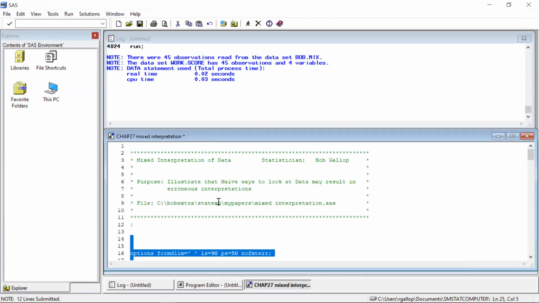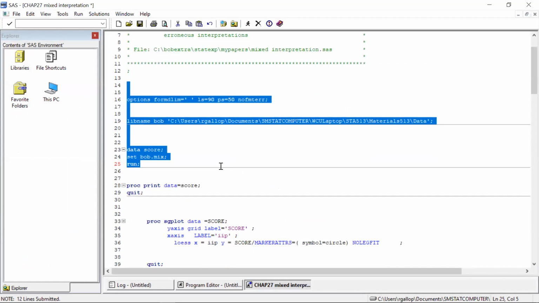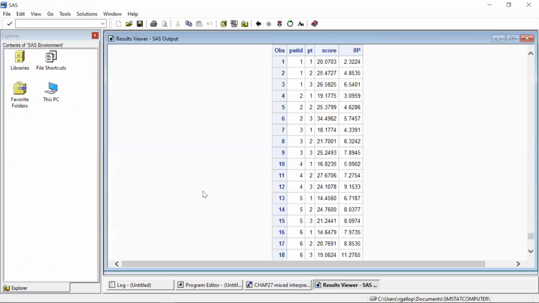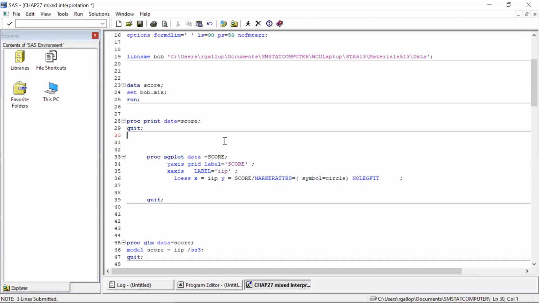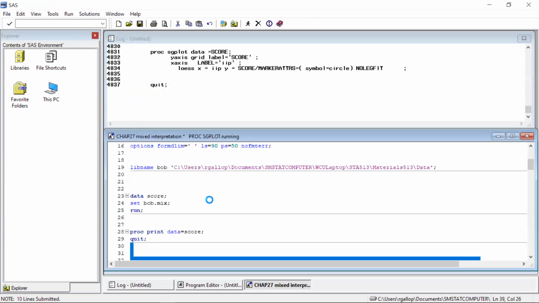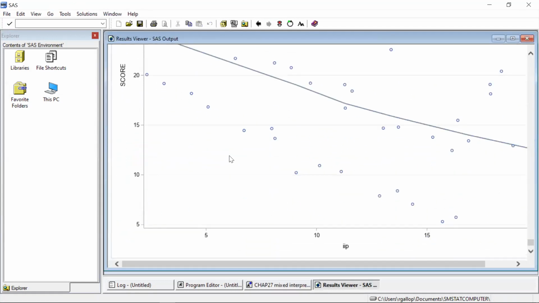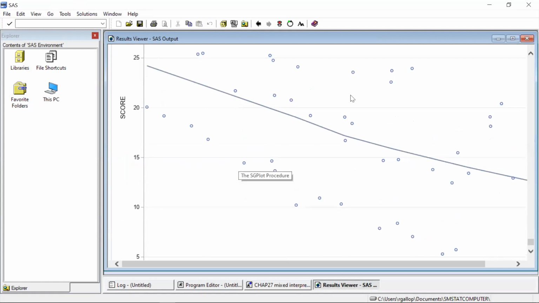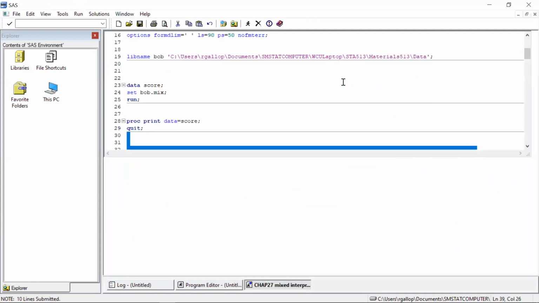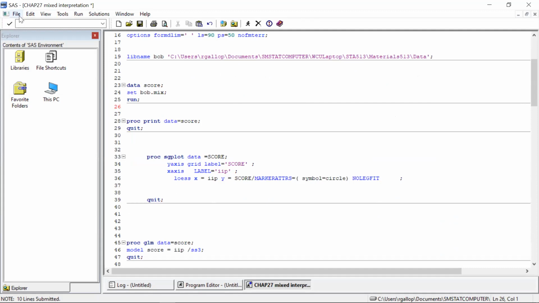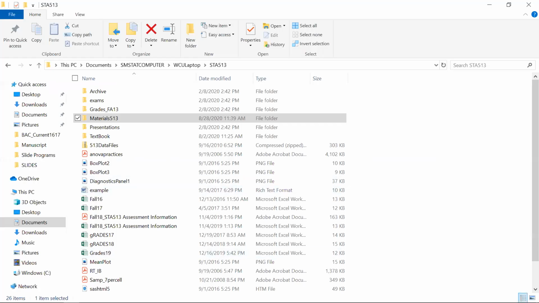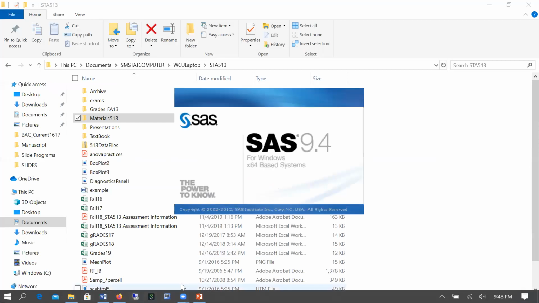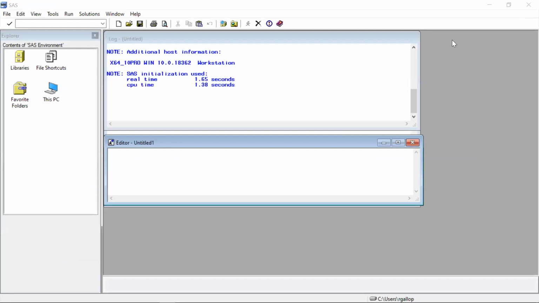So this data is 45 observations, 4 variables, and I just print the data out. So we have this scale IIP and this score. Basically in this plot here, I'm showing you the relationship between IIP and score. And let me just go ahead and save this. Just going to start SAS anew and get right back at it.